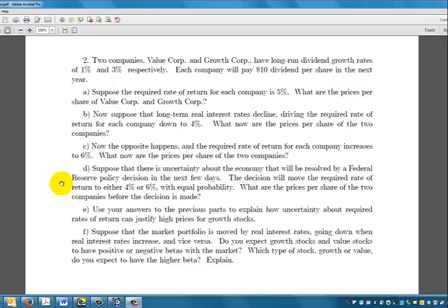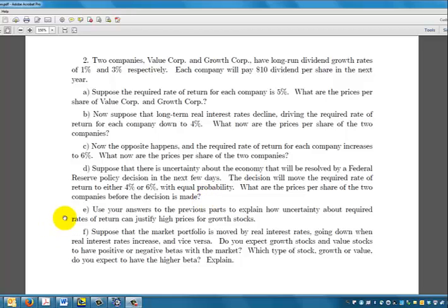And then part D introduces uncertainty. You don't know whether it's going to be 4 or 6% now, but soon you will learn it'll be one or the other. And you have to calculate the prices per share of the two companies before the decision is made. Part E asks you to interpret what you've just done.